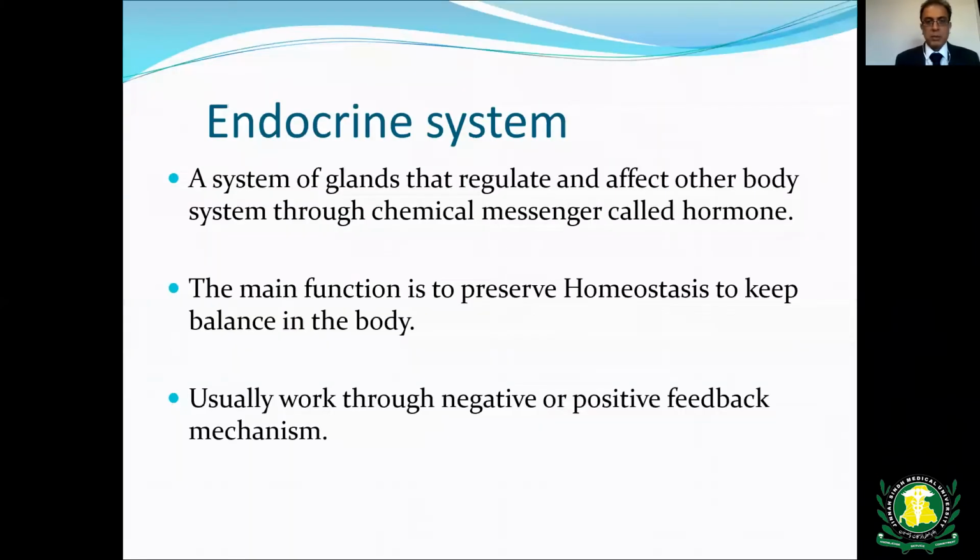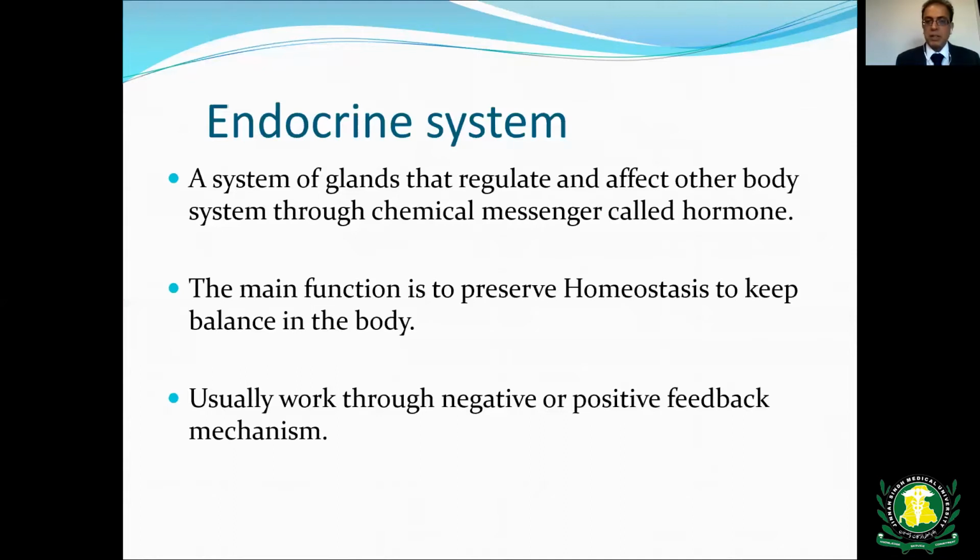So basically, what is the endocrine system? It's a system of glands that regulate and affect all other body systems through messengers called hormones. They are connected without a wire, just like a Wi-Fi system. The main function is to preserve homeostasis, to keep balance in the body. It should be a very fine balance. So if you have either high or low levels of a hormone, you start feeling unwell.